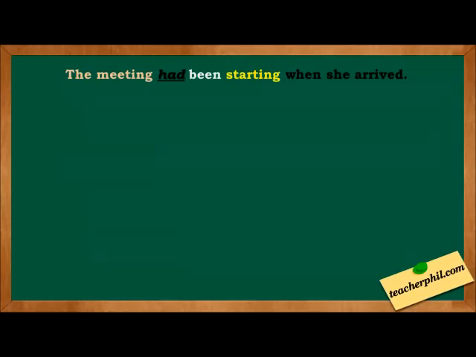Example: The meeting had been starting when she arrived. The meeting is the subject plus had plus been plus the verb starting, which is in its present participle. Let's try to break this sentence down.